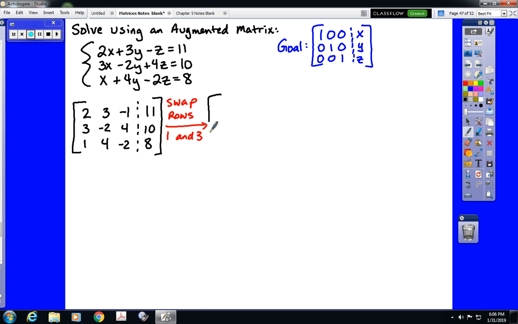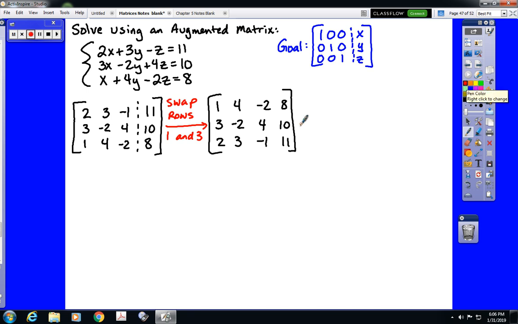Which would result in the first row becoming 1, 4, negative 2, 8. The second staying 3, negative 2, 4, 10. And the third becoming 2, 3, negative 1, 11. There's no reason to try to get a 1 anywhere else yet until the entire first column is set and matching the identity matrix. So now we're going to carry out the combo moves.